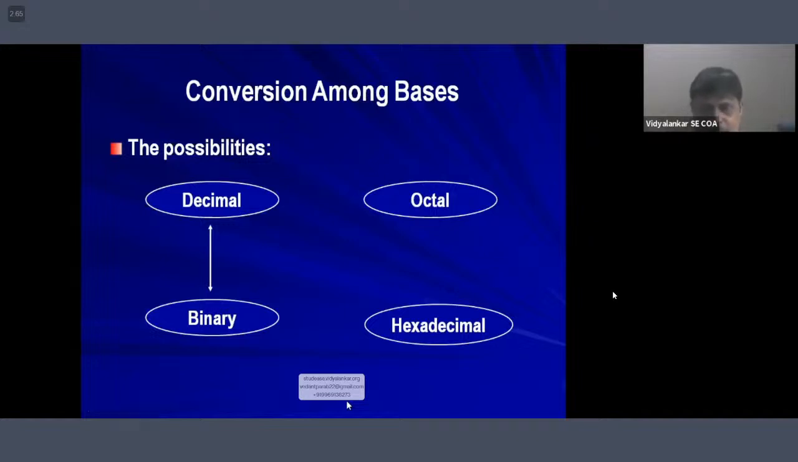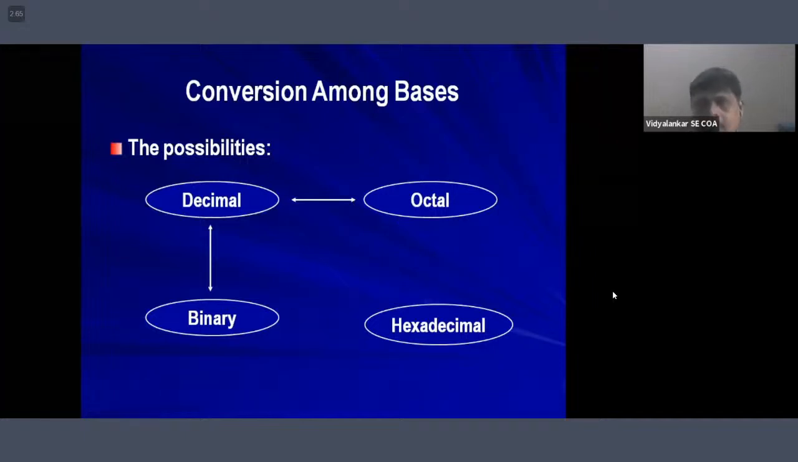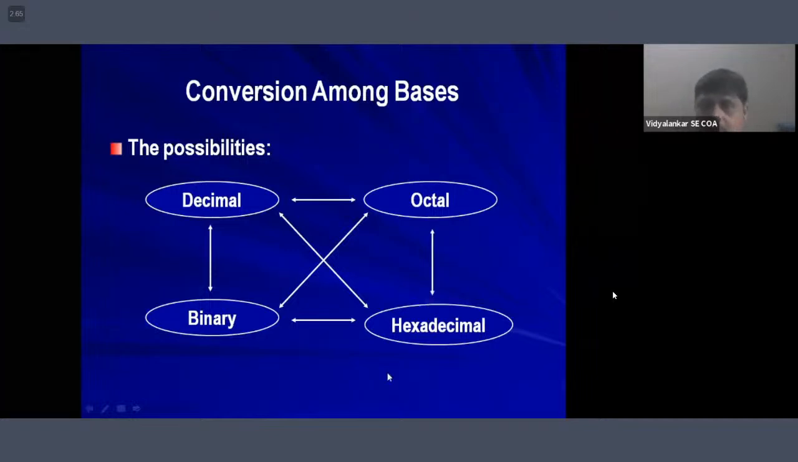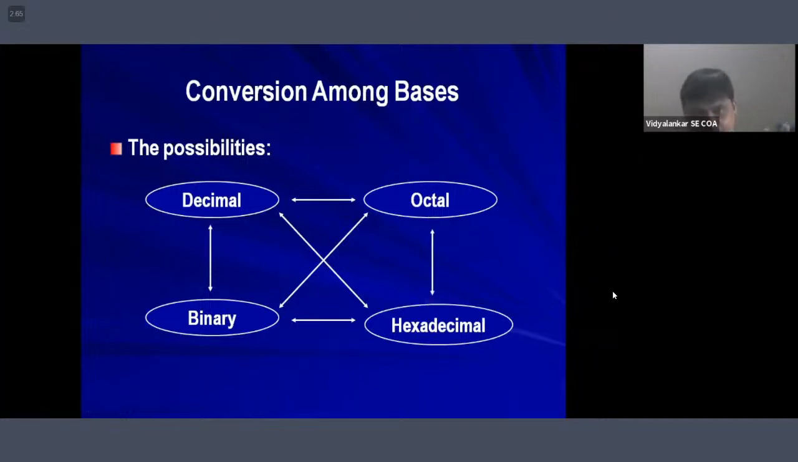Let's see what the possibilities are. You can see decimal to binary, binary to decimal. We should be able to do decimal to octal, octal to decimal. Decimal to hexadecimal, hexadecimal to decimal. Binary to octal, octal to binary. Binary to hexadecimal, hexadecimal to binary. And the last one is octal to hexadecimal, hexadecimal to octal. These are all the possibilities, and that is what we are going to focus on today.